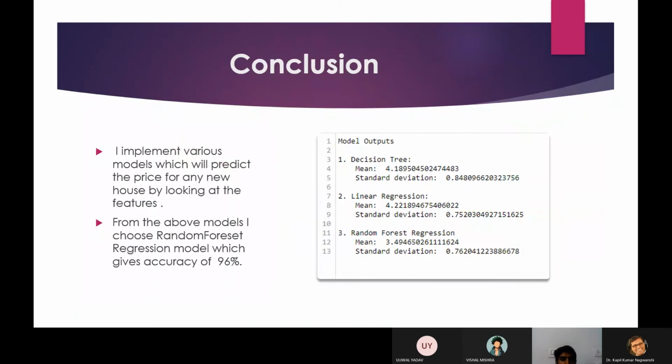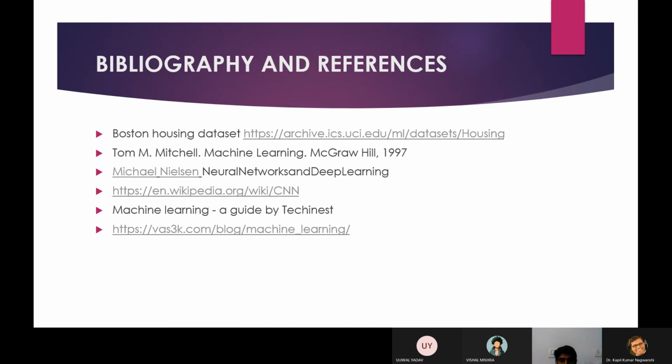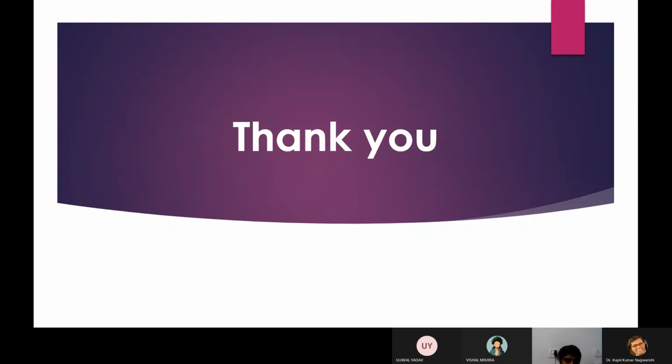The conclusion is that I implemented various models which predict the price for any new house by looking at the features. From the above models, I chose the random forest regression model, which gives 96% accuracy. Here are the model outputs. You can see that, and the bibliography and references. That's all from my side.